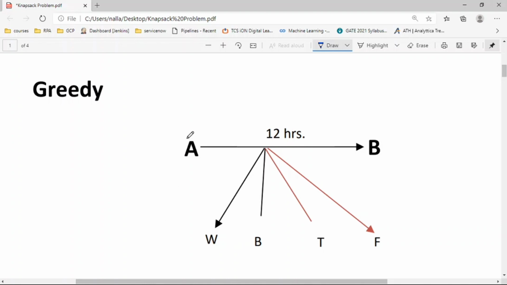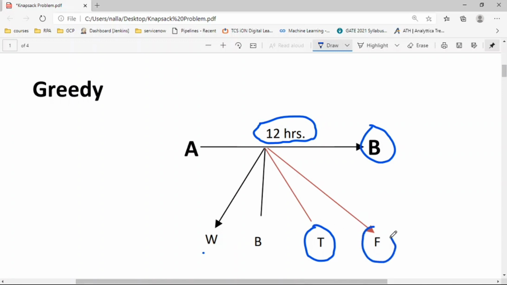Let me consider two points, A and B. I need to travel from A to B and there are four possibilities. I'm assuming that there are only four possibilities: one is by walk, one is by bike, and the others are by train or by flight. And there is a constraint. The constraint is 12 hours. So I need to travel from A to B in 12 hours. Of these four solutions, I reach the destination within 12 hours only by train or flight. So of the four possibilities, only two satisfy my constraint.